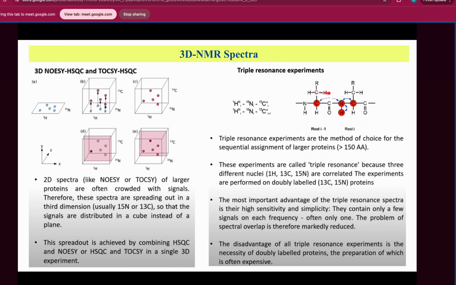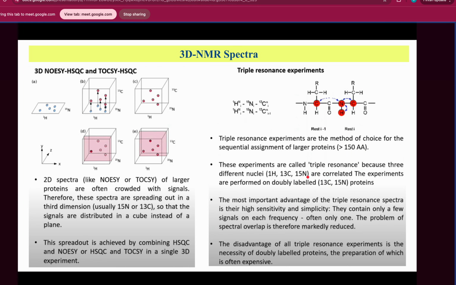And then another is the triple resonance experiments. In this case also, triple resonance experiments are the method of choice for sequential assignment of large proteins which are more than 150 amino acids long. And these experiments are called triple resonance because there are three different nuclei, for example, hydrogen, carbon, and nitrogen.